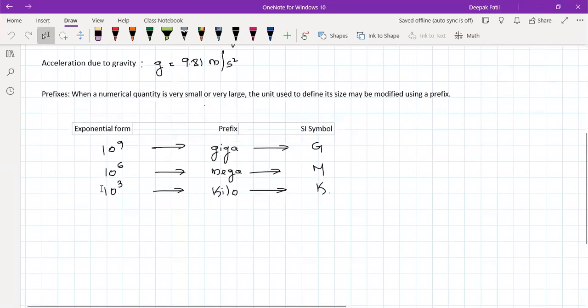Then there are also some prefixes we usually use when a numerical quantity is very small or very large. The unit used to define its size may be modified using a prefix. When you say giga, it means 10 raised to 9, represented by capital G. When you say mega, it is 10 raised to 6, represented by capital M. When you say kilo, it is 10 raised to 3, represented by k.